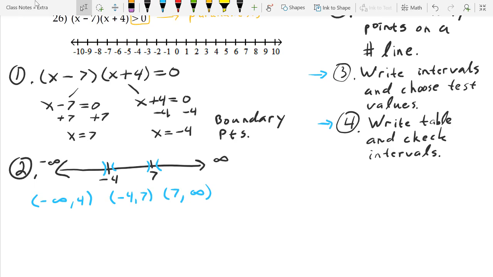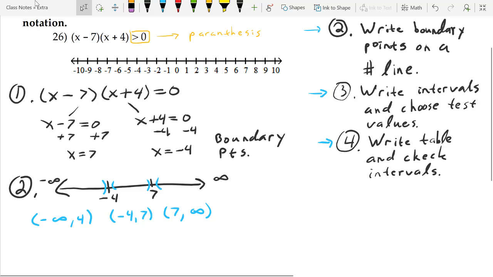So we have three intervals. And again, we're using parentheses because we have a greater than. If this had been greater than or equal to, then we would have used brackets instead. But that's the only difference. If you have a greater than or less than, then you're going to need to use parentheses.